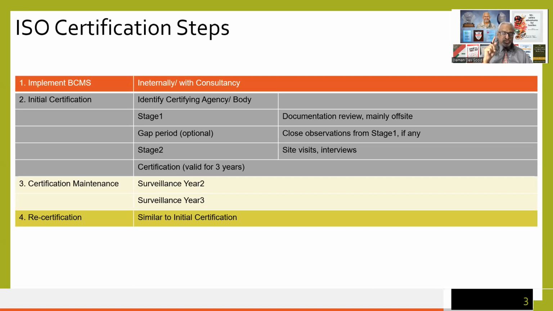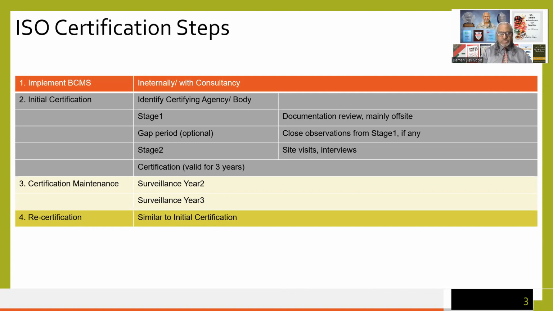Once your BCMS is established, then you will attempt to go to the certification process. Certification is third party, and your consultant, if you have used a consultant, cannot be that certifying agency. So there are some processes to be followed there. You will identify a certifying agency or body. They will conduct stage 1 review or assessment, in which mainly it is documentation review, and they can do that from their own office.